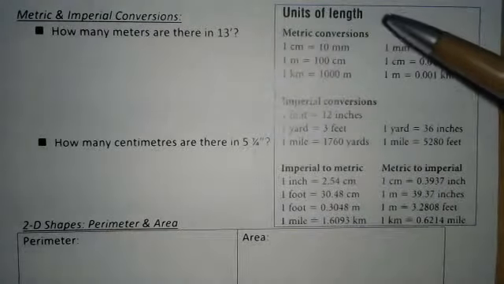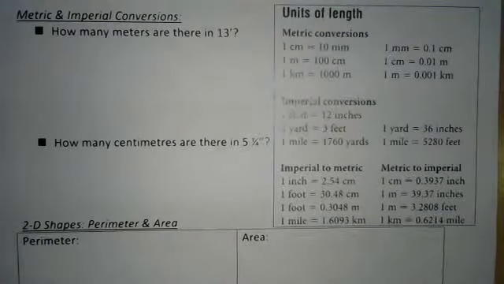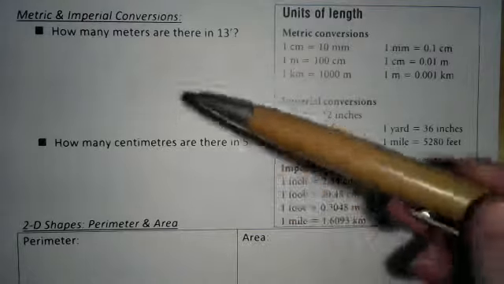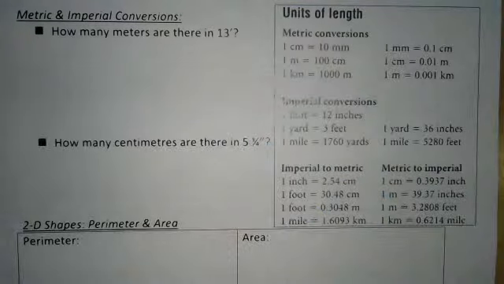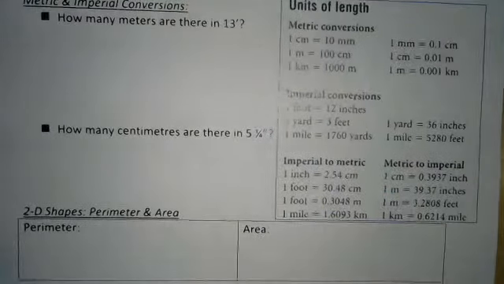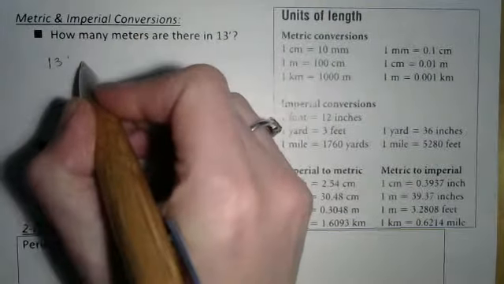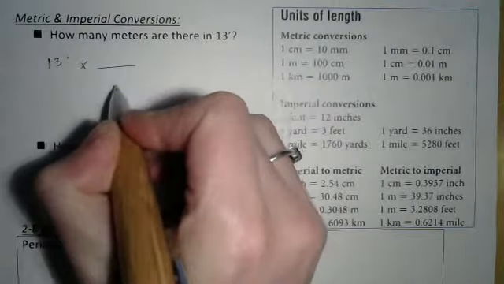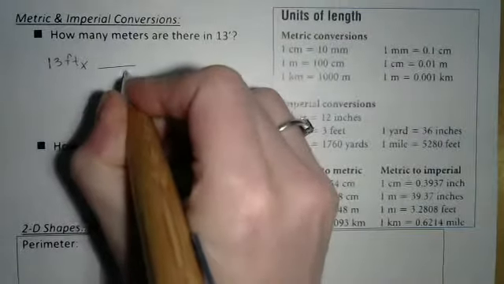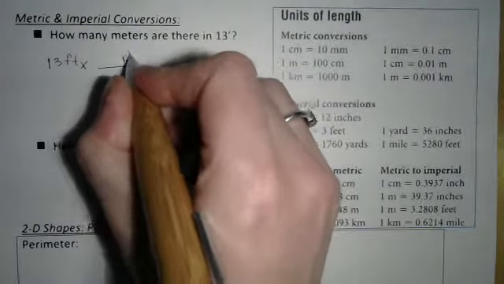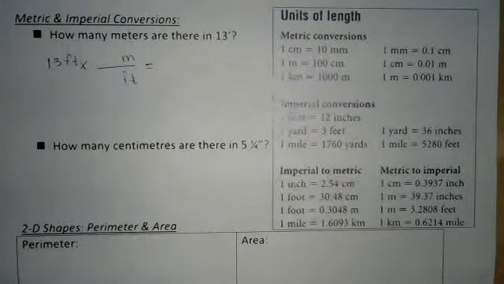These are some metric conversions, some imperial conversions, and then some of the in-between. As an example, if we're given a number in feet, say 13 feet, how many meters are there? So we write out 13 feet, and we want to get rid of feet, and what we want is meters.